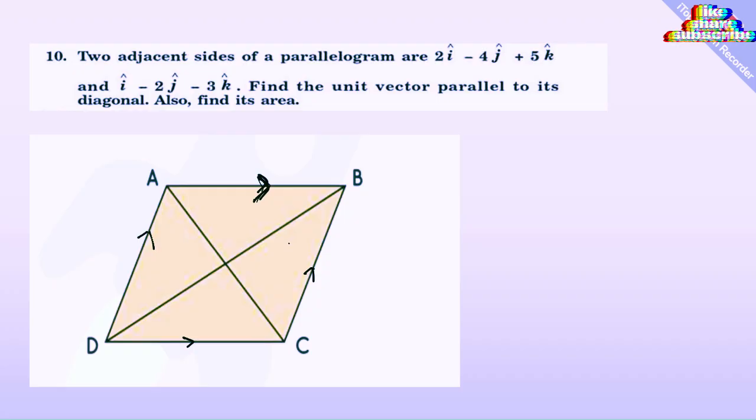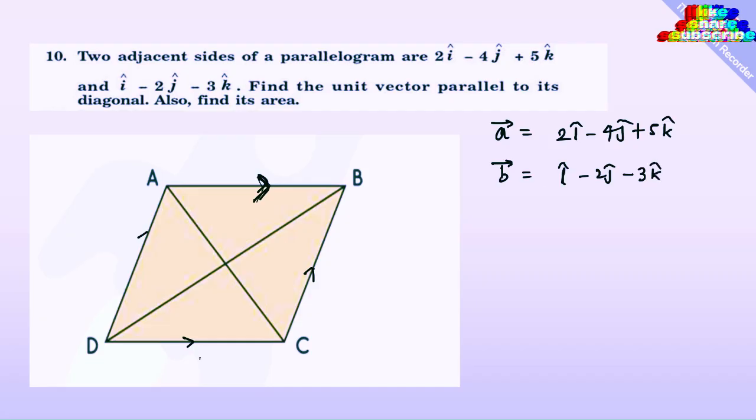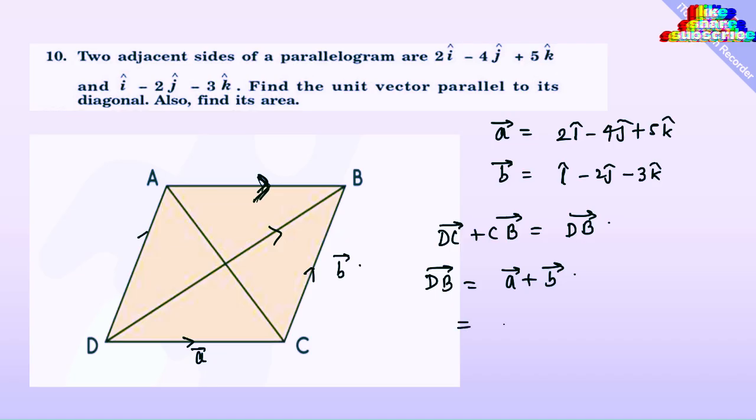Now, let vector A be 2i cap minus 4j cap plus 5k cap, and vector B be i cap minus 2j cap minus 3k cap. If we denote DC by vector A and CB by vector B, then DC vector plus CB vector is equal to DB vector by the triangle law of addition. So DB vector is a diagonal. DC is vector A and this is B. So A plus B, after adding, is 3i cap minus 6j cap plus 2k cap. So this is DB vector.